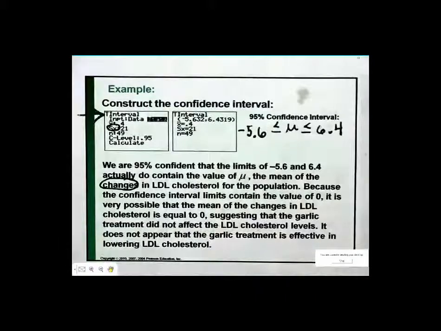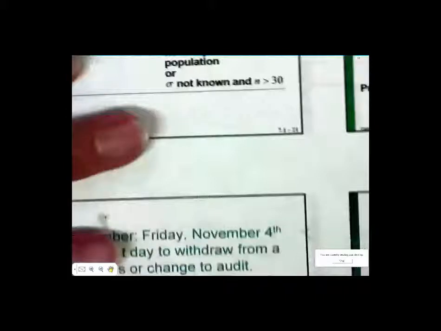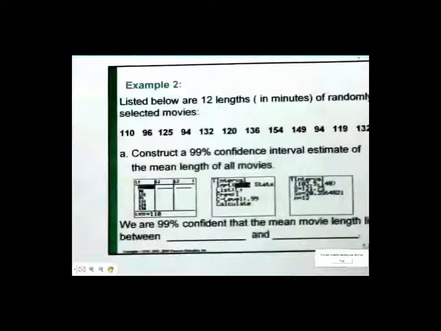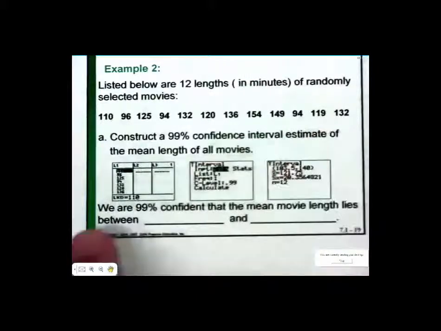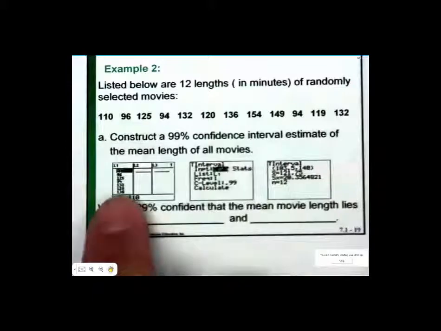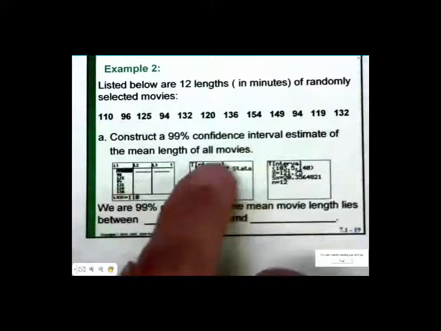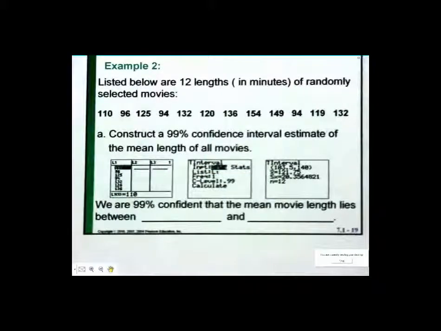Example 2 is the same thing, except we're given raw data rather than being given the sample mean and the sample standard deviation. When we're given raw data, we have to put that data in list 1 or some list. And then when we go to t-interval, just choose data rather than stats. We need to construct a 99% confidence interval estimate of the mean length of all movies.